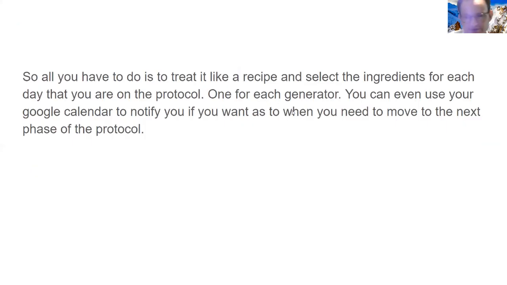Treat it like a recipe. Select the ingredients for each day that you're doing the protocol in accordance with the recipe, 1 for each generator. You can even use your Google Calendar to notify you if you want to as to when you need to move to the next phase of the protocol. And if you got a modern day mobile phone, cell phone, you can probably get your notifications from your Google Calendar delivered to your phone. So that becomes easier for you to organize and structure the process of Morgellons Lyme.